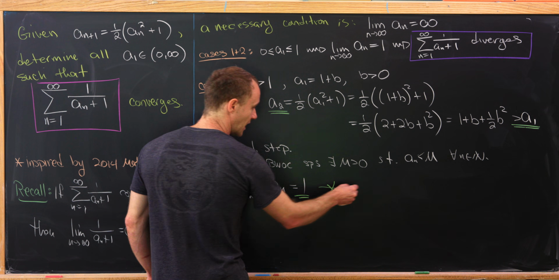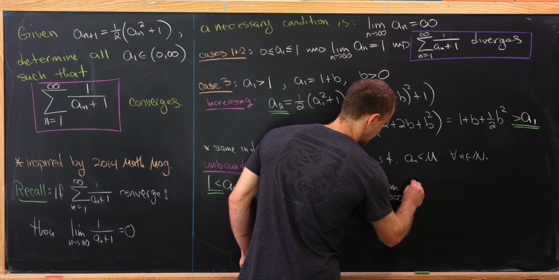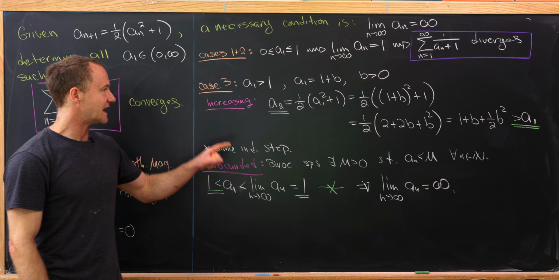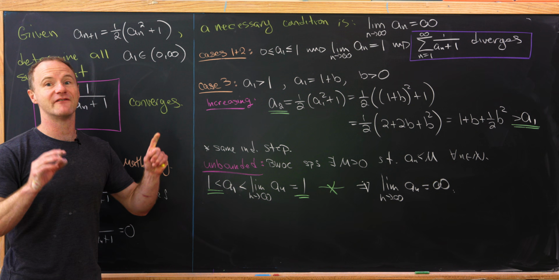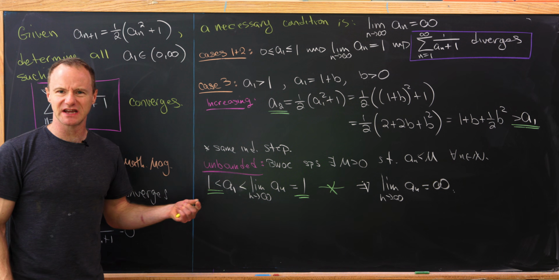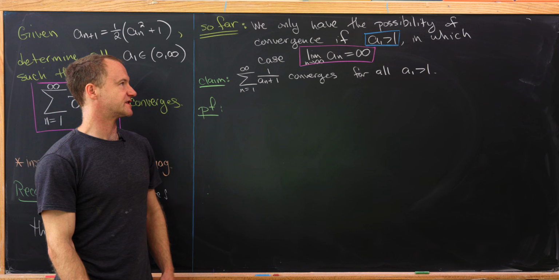So that means that yes, this thing is unbounded. But this thing being unbounded is exactly what we need for the limit as n goes to infinity of a sub n to be infinity. So that means that if a1 is bigger than 1, we have the necessary condition for convergence. Now we just have to show that we indeed do have convergence. So now we're ready to finish this thing off.